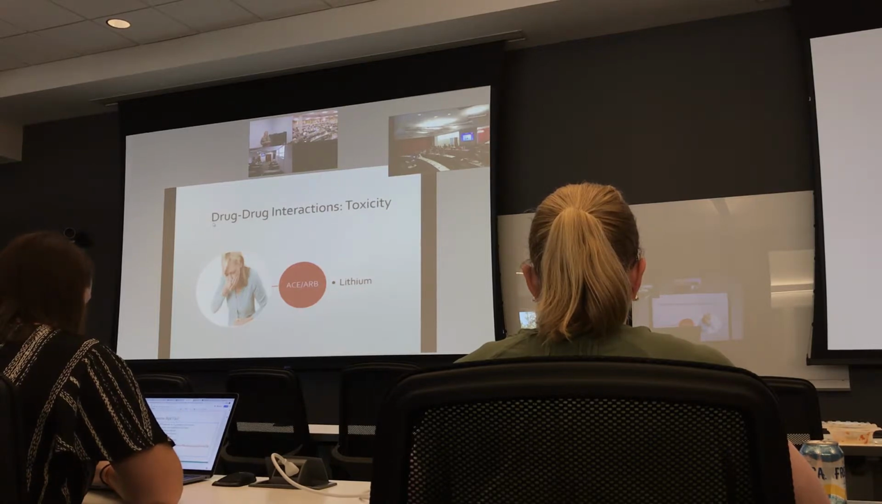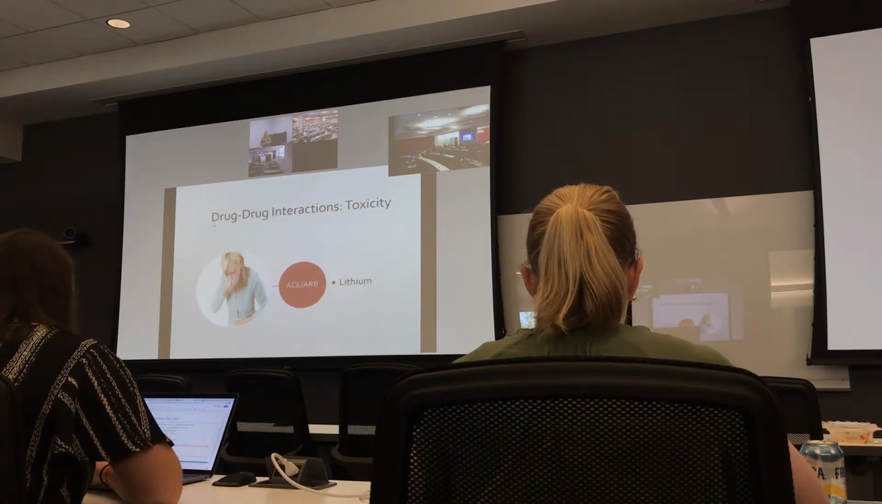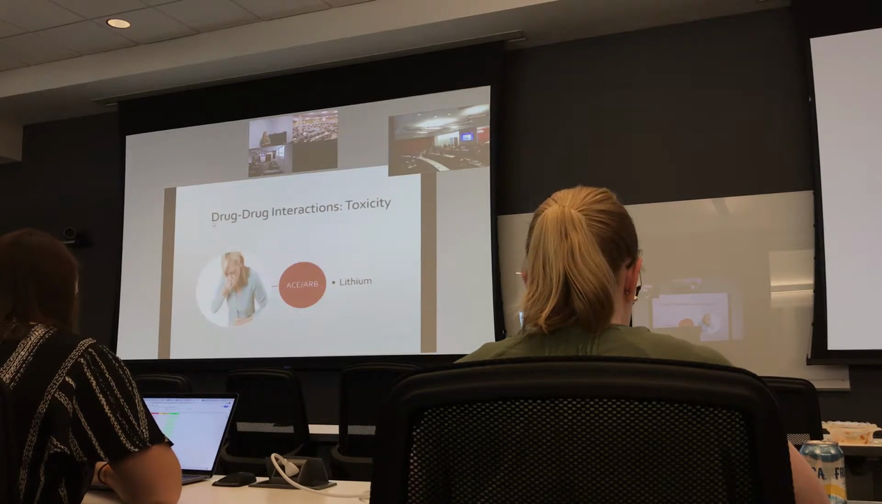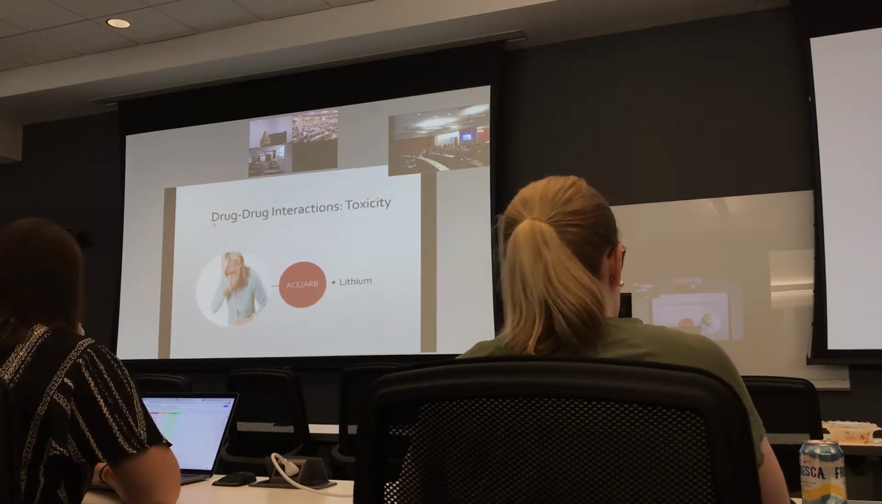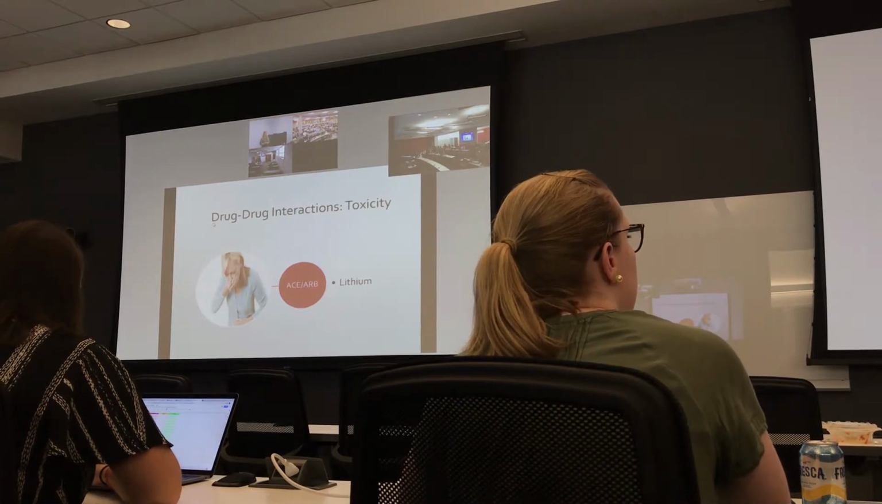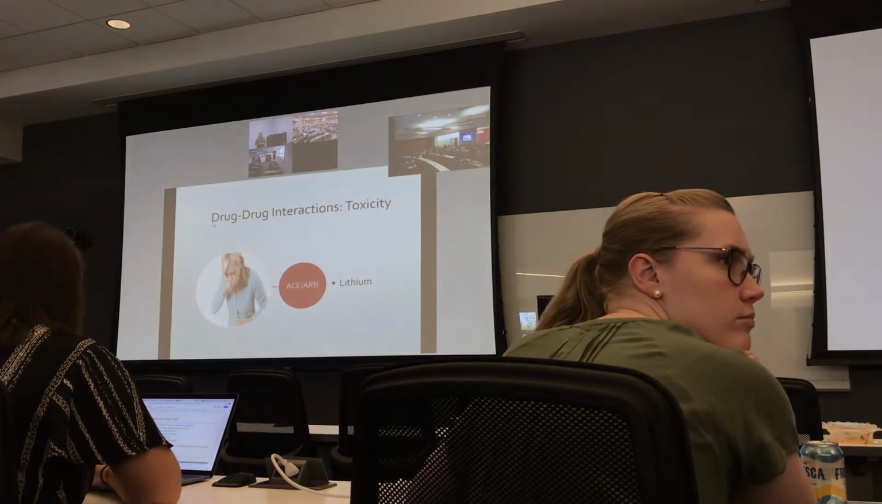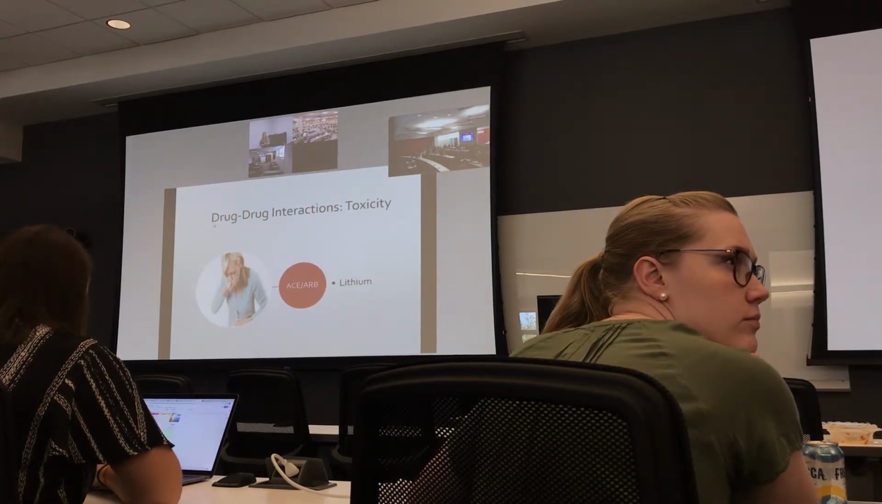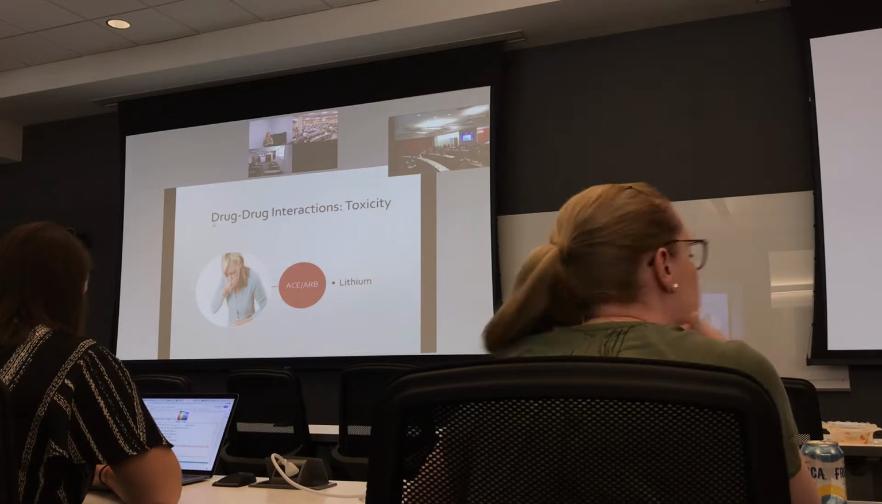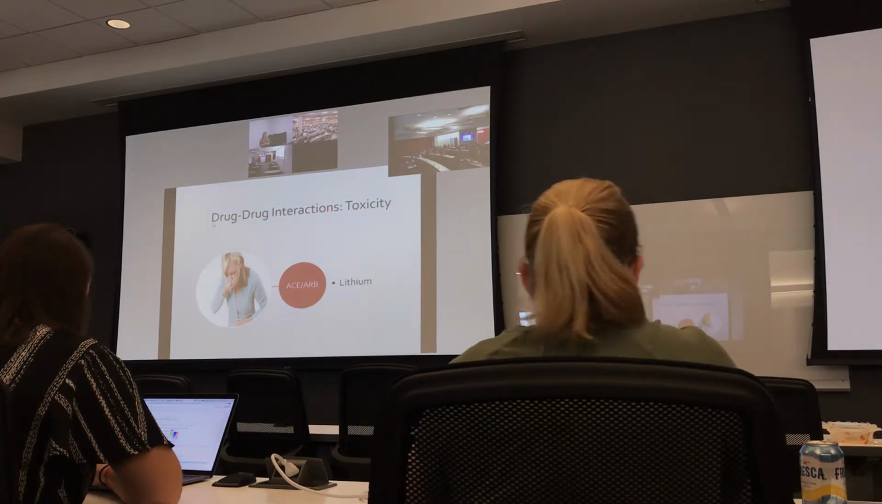All right, ACE-ARBs have an effect on the kidneys. Lithium is cleared by the kidneys. Lithium is a narrow therapeutic drug. Augusta, tell me what's a narrow therapeutic drug? Small dosing windows. What does that mean? It has a narrow therapeutic window, so you could easily give too high or too low of a dose.